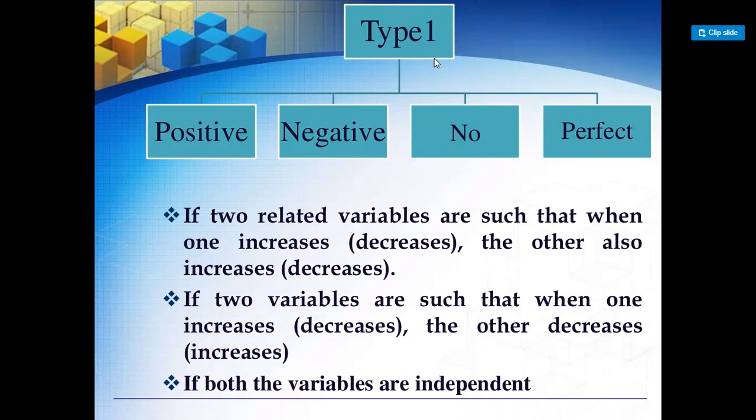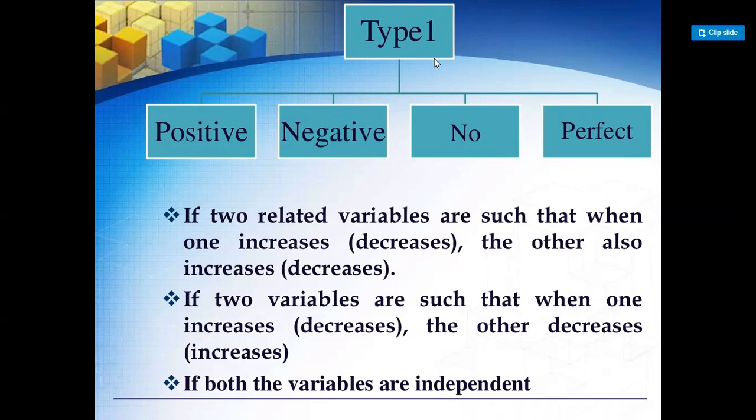Next is negative correlation. When two variables move in the opposite direction, when one increases, the other decreases, and when one decreases, the other increases, then such a relationship is called negative correlation. For example, between price and demand. When the price increases, the demand decreases, and vice versa: when the price decreases, the demand increases. So this is negative correlation.